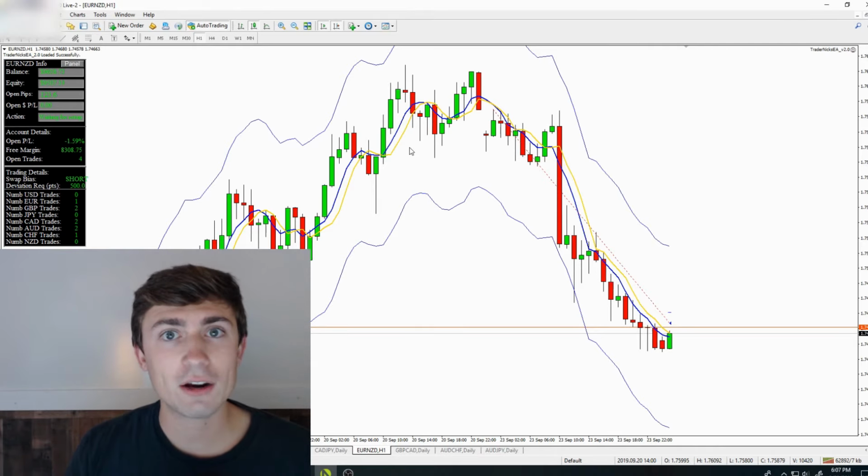So great little trade here, $37 of profit. I'll lock that in for the day. Not too bad at all. I think the trade was just about 24 hours long, so not bad at all, guys.